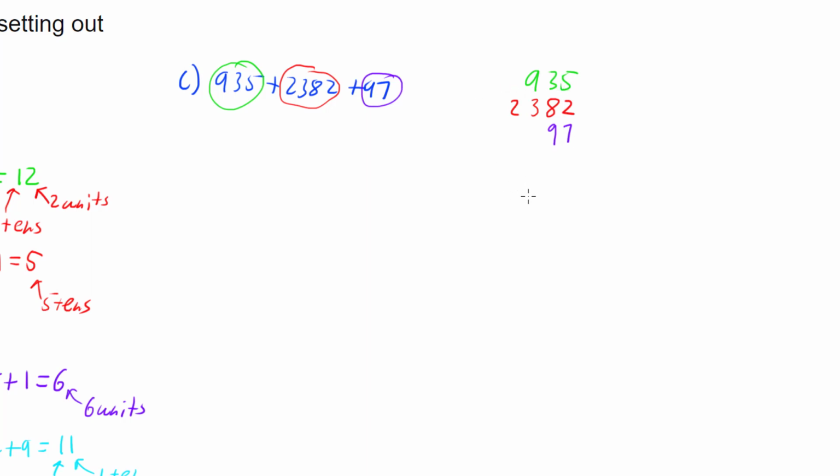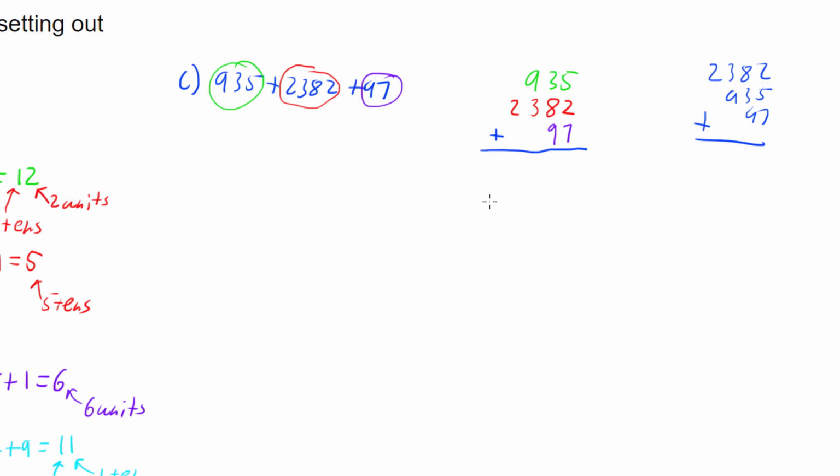Now there is another way of doing this. Some people like to write them from the biggest number to the smallest. So you could write 2,382, 935, 97 and add those up, and that would give you exactly the same answer, but it's easy enough just to work from right to left either way.